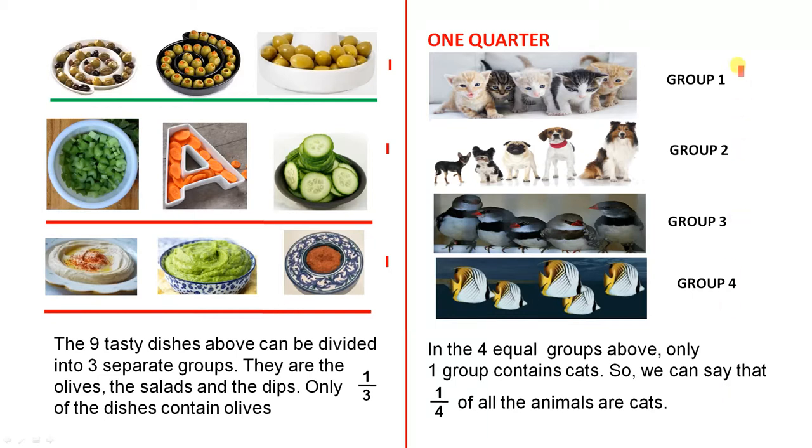And that makes sense because it's one group out of the 4 groups, and they all have equal number of animals. That's why 1/4 of all the animals are cats.